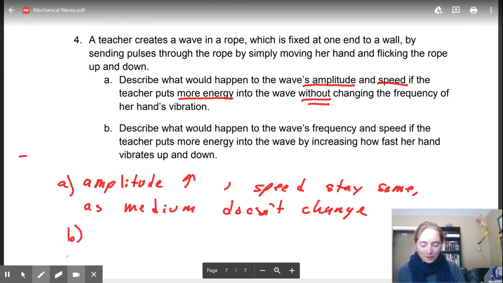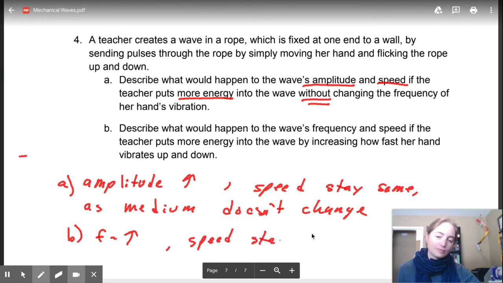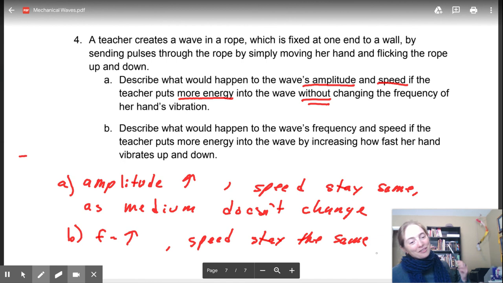Okay, so for B, describe what would happen to the wave's frequency and speed if the teacher puts more energy into the wave by increasing how fast her hand vibrates up and down. Well, in this case, the frequency is going to increase. But what's not changing? Speed. The speed will stay the same, because the medium isn't changing again. And the speed of a wave depends on the medium.